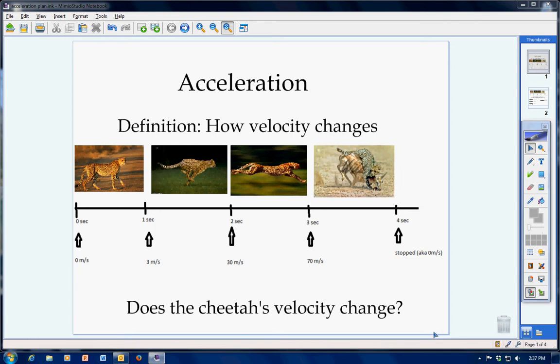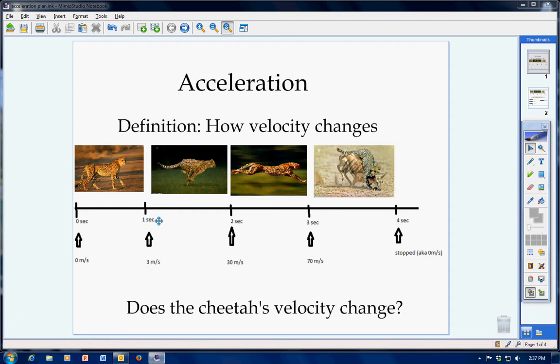Acceleration is how velocity changes. So when you're looking at velocity, that's how fast something is traveling, but you have to realize that sometimes how fast changes. So for example, I have here my cheetah who starts at not moving at all, and after a second is walking at about 3 meters per second.